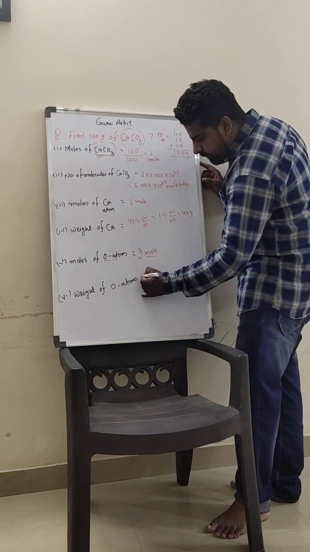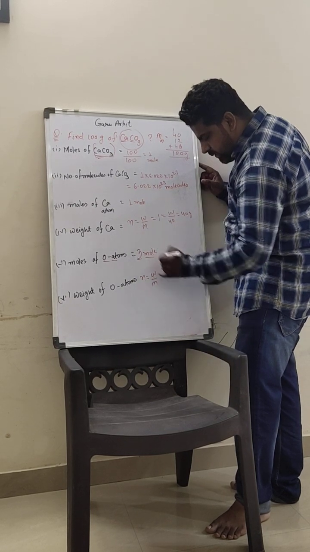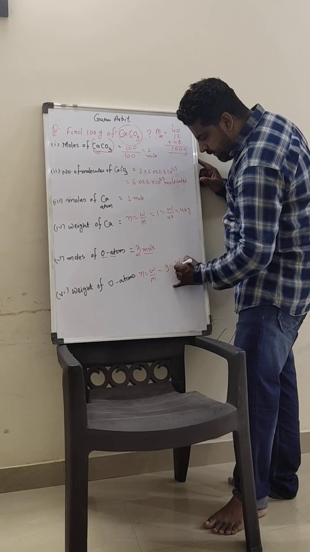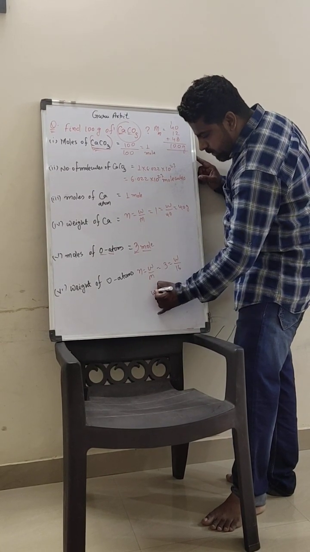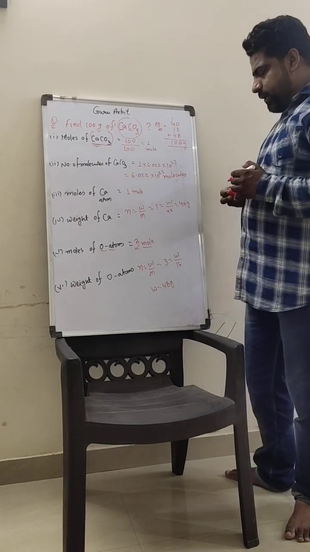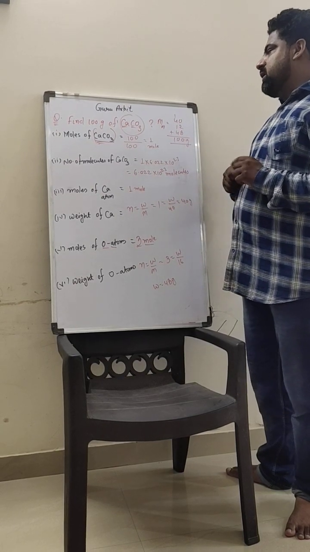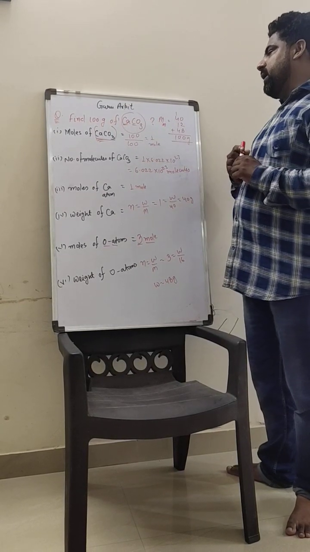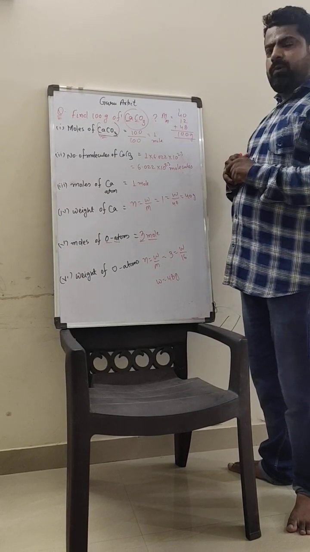Weight of the oxygen atom: n is equal to W by M. n is equal to 3, W we need to find out, and M, the molar mass of the oxygen atom, is 16. So W is equal to 48 gram. So the weight of the oxygen atom is 48 gram. Now you can calculate each and every particle, or each and every atom, present in the molecule. So this is the basic concept of the mole.